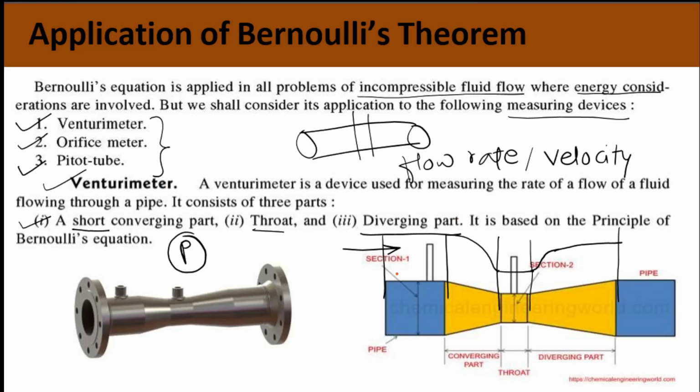So this is the trend of the pressure in case of the venturimeter. Now if we talk about the velocity, suppose this is the inlet velocity, the velocity increases and reaches the maximum. In the throat, the velocity remains constant and the velocity drops in the diverging part. So this increase in the velocity is at the expense of the decrease in the pressure in the converging part.